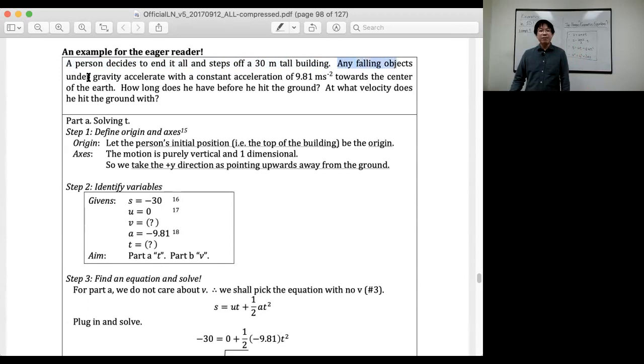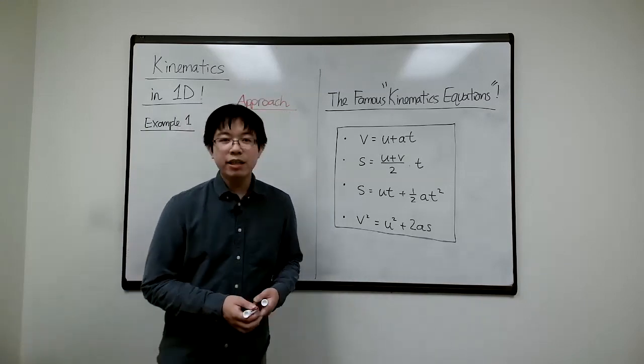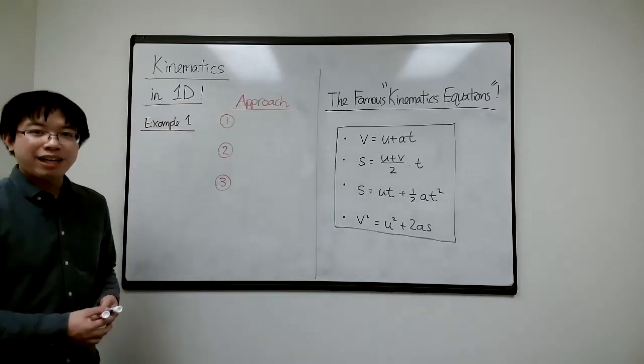Any falling object under gravity, we've learned this already, accelerates at a constant acceleration of 9.81 meters per second squared. Everything accelerates like this. That's the magnitude, and the direction is towards the center of the Earth. So how long does he have before he meets his end? And what velocity does he hit the ground with? Let's find this out, because if you're going to fall off a building, you might as well know how long you have to live.